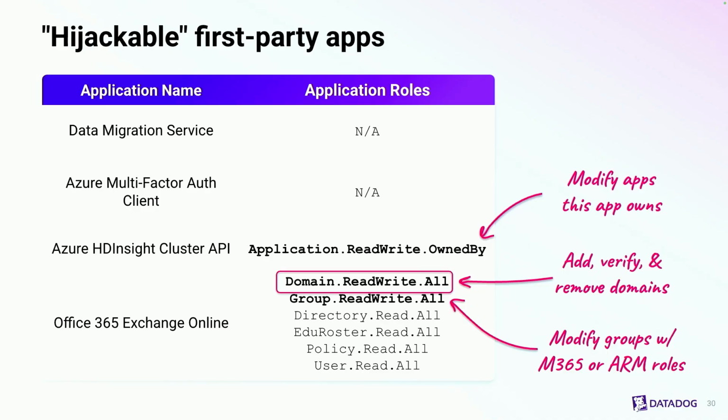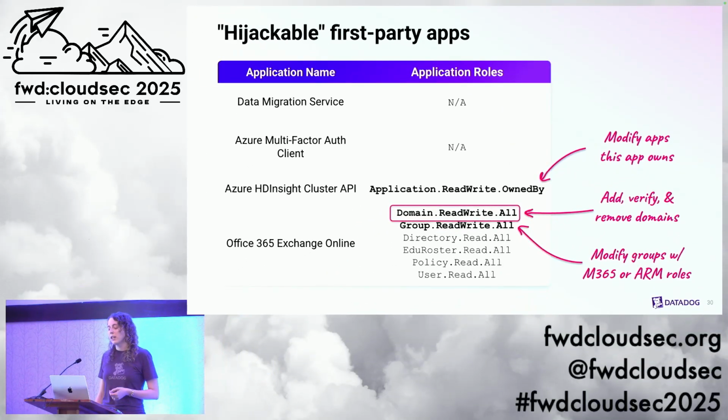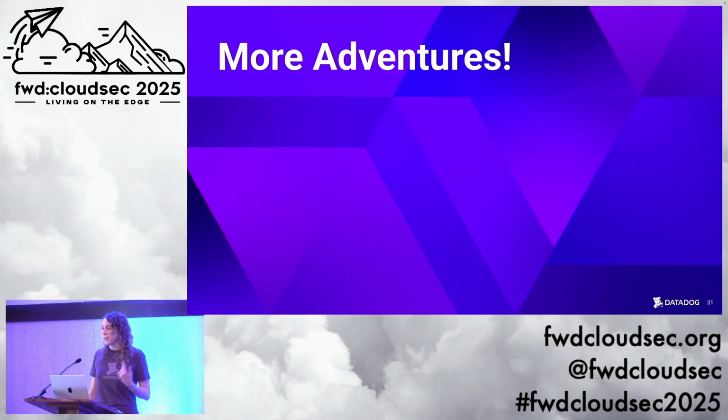Not all of the scopes that came back were interesting, but one in particular allowed me to add, verify, and remove domains, the Domain.ReadWrite.All permission. This wasn't related to Microsoft Graph attacks that I'd seen, but it made me think of another attack that I'd seen a while ago, and it led to some more adventures.